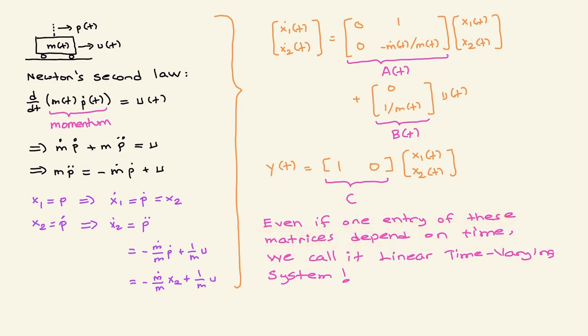This system has a bunch of entries: the C matrix has 2 entries, the A matrix has 3, 4, and here, if you look, this is constant, constant, constant, constant, and these are constant. Only 2 of these entries depend on time. That's sufficient to call this system a linear time varying system.